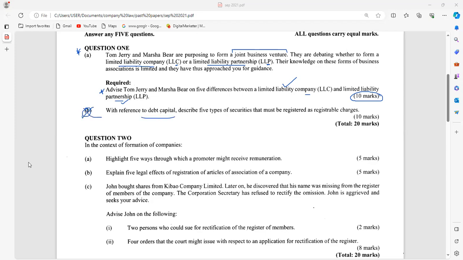But the difference to describe types of securities, these are just... When you talk about a charge, you're talking about collateral, something that you put up in exchange for a debt. So land, property, building, whatever. But we'll look at that in topic 6.